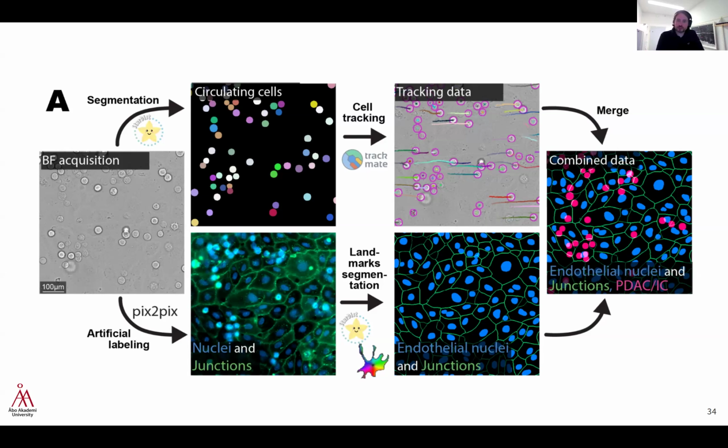So when we do that and we can combine it with our tracking data, then we can start to get information about where the cancer cells or the immune cells are landing on the layers. Are they close to a junction or to a nucleus? And when they arrest, is it close to a junction, a nucleus, and so on? So the pipeline is working really well.